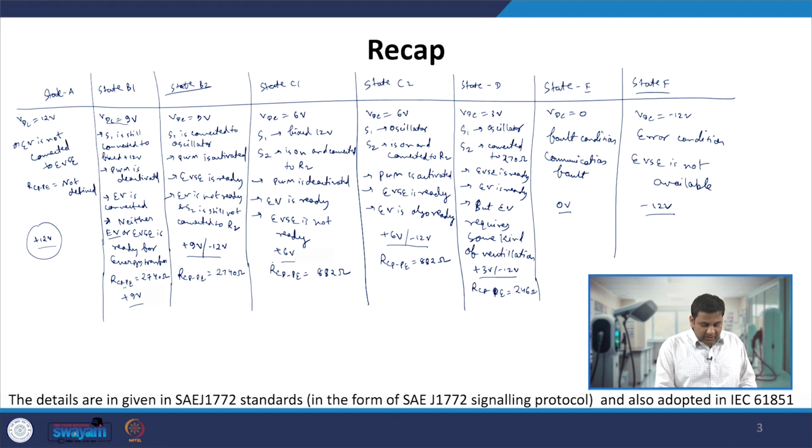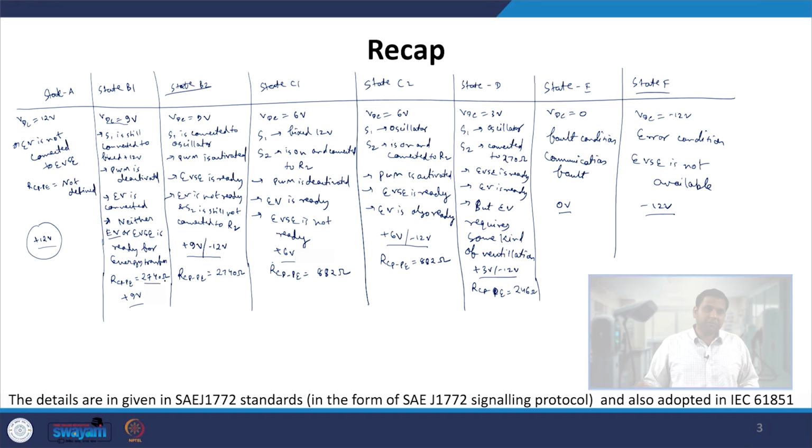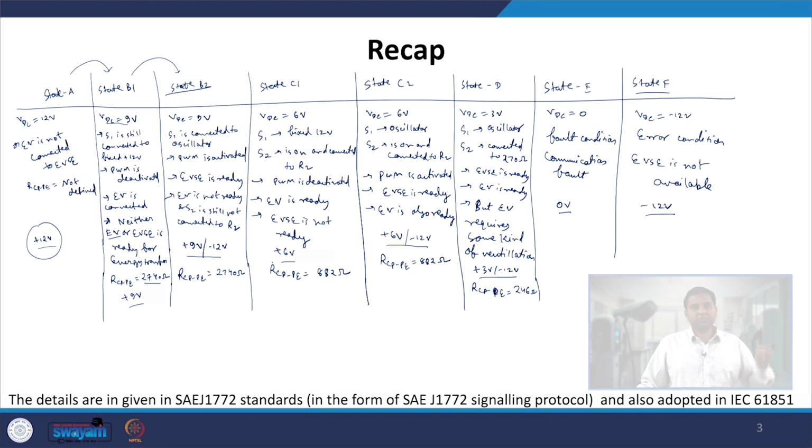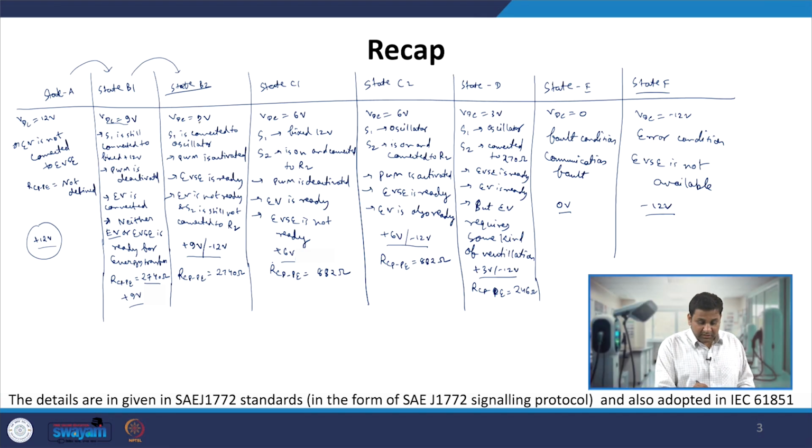At that point, the resistance between CP and PE pin is equal to 2740 ohm, and during this time the VDC voltage is kept at plus 9 volt. Then once you plug the charger plug into the vehicle, the charging will go into state B1. From there it goes to state B2, where the positive voltage level of the PWM is not changed, it is still at 9 volt, and that means the PWM is going between plus 9 volt and minus 12 volt.